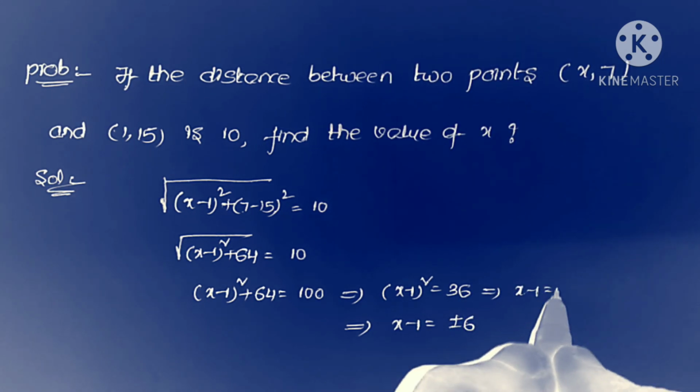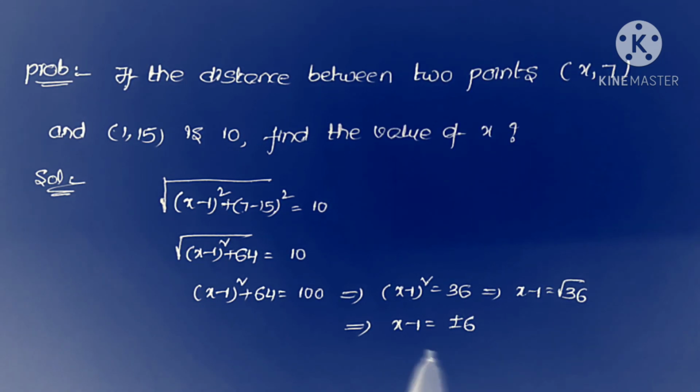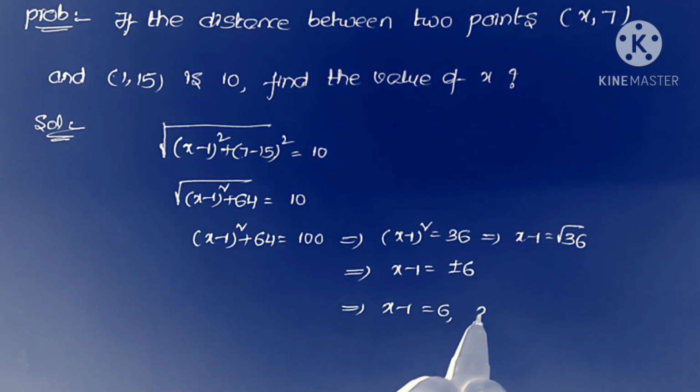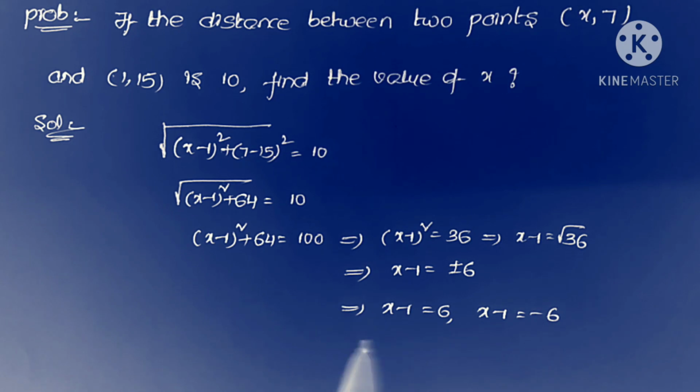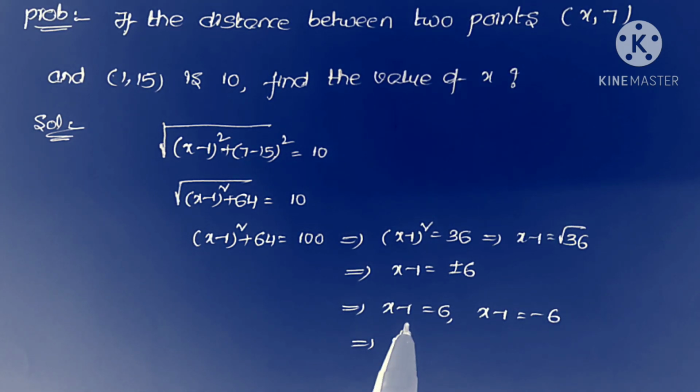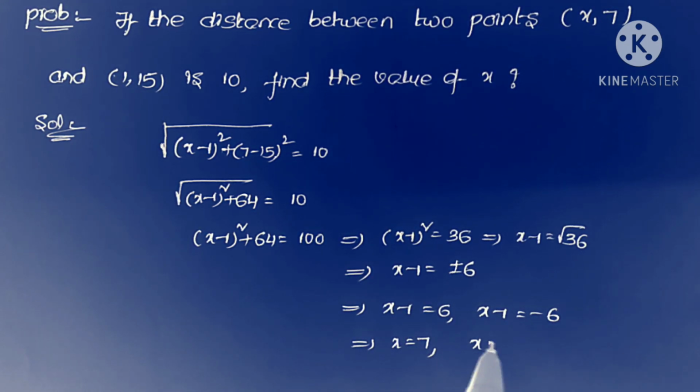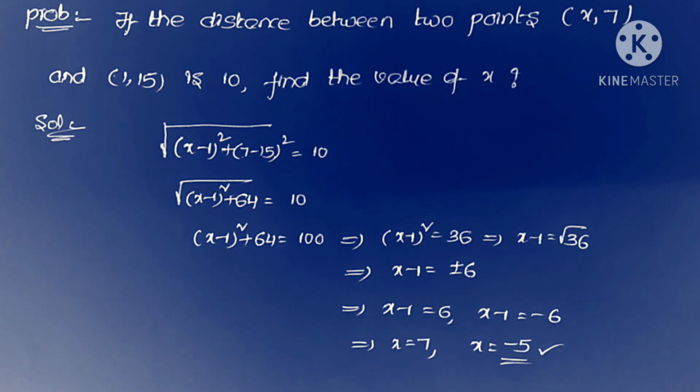Which implies x minus 1 is equal to root 36. Root 36 means plus or minus 6, that is x minus 1 is equal to 6 or x minus 1 is equal to minus 6. So x is equal to 6 plus 1, which is 7, or x is equal to minus 6 plus 1, which is minus 5. That's all. These are the answers.